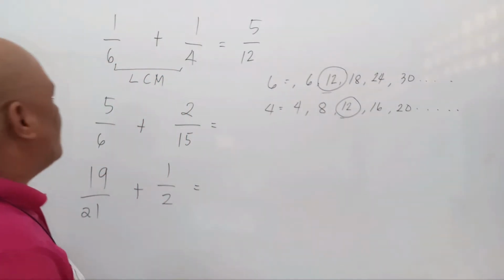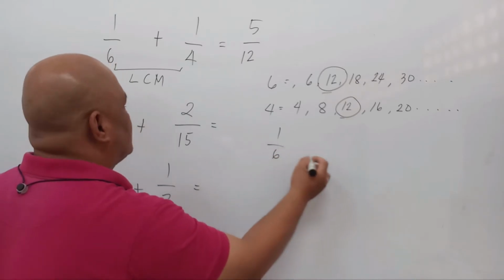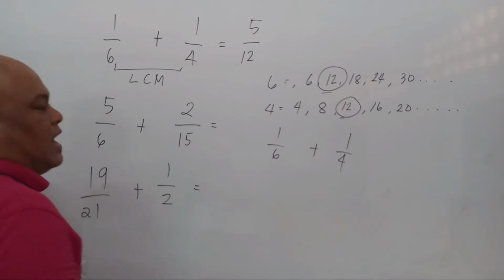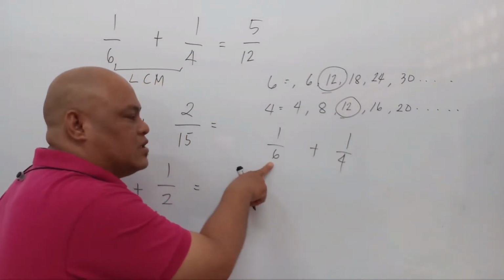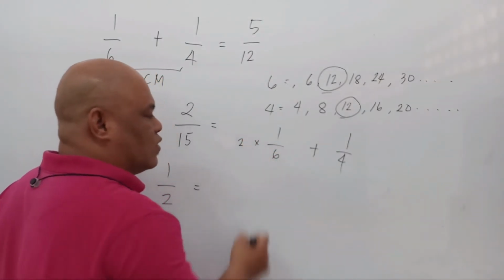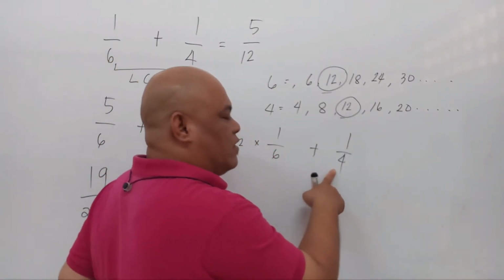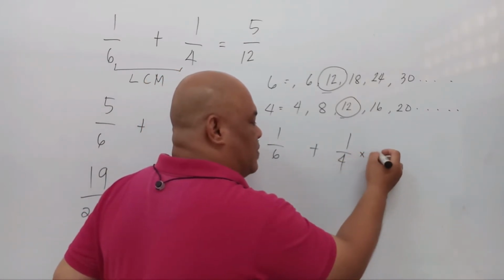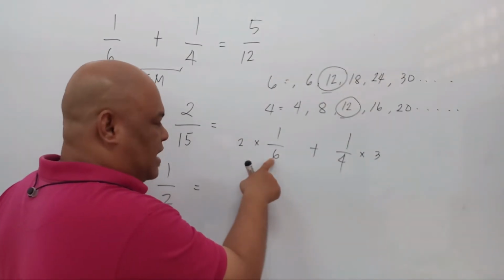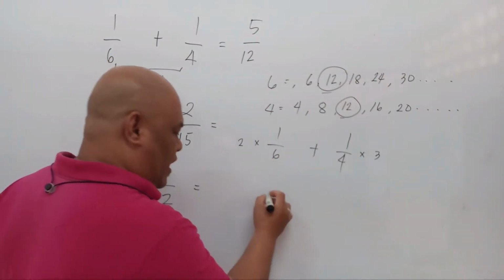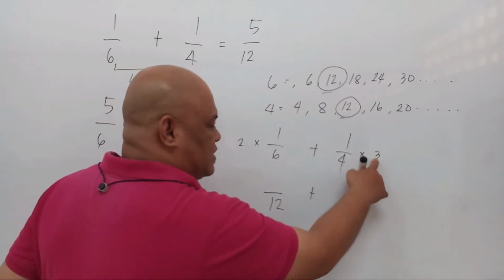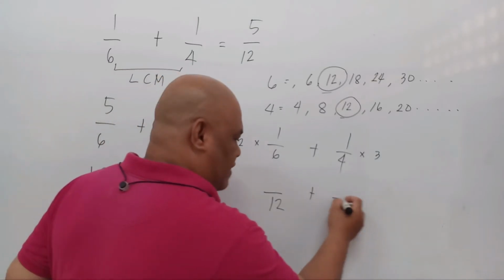So now, 1 over 6 plus 1 over 4. So what did you do? How did it become 12? You have to multiply by 2. And this one, how did it become 12? You have to multiply by 3. 6 times 2 is 12. And this one is 4 times 3 is 12.